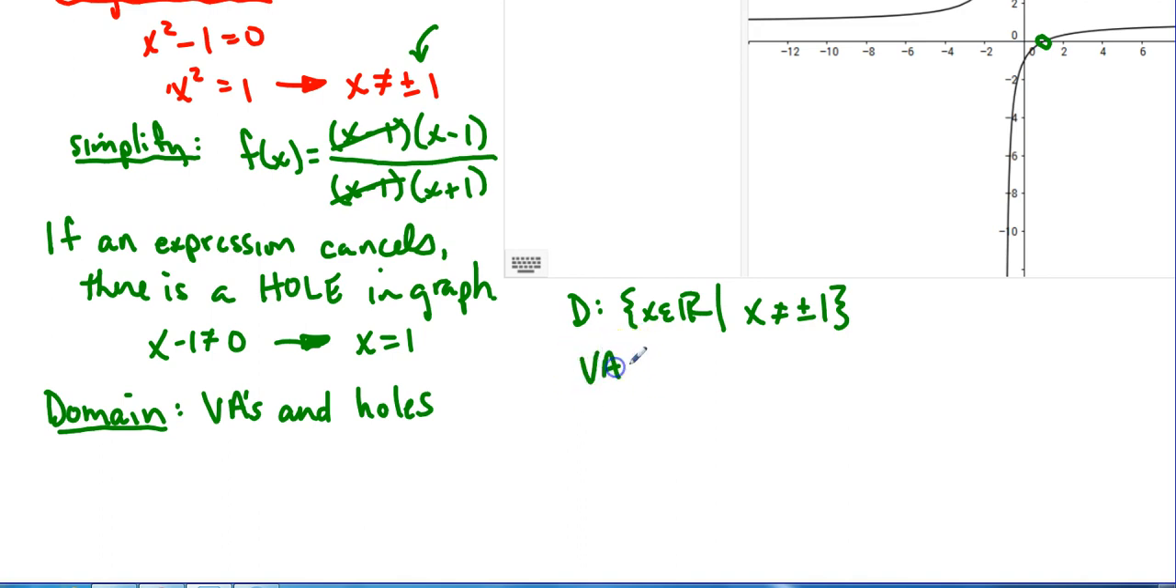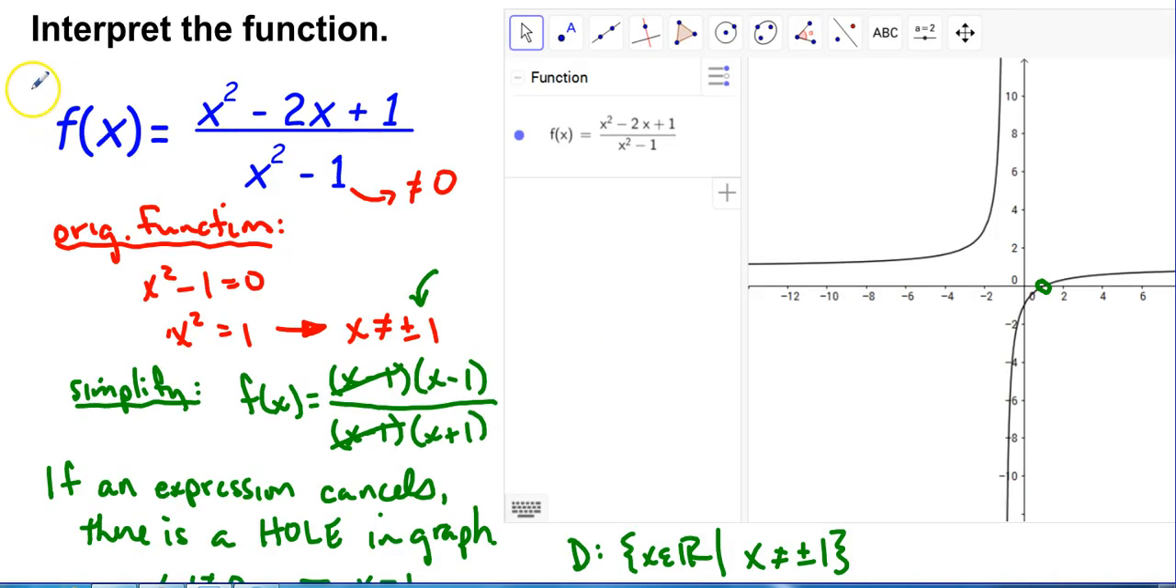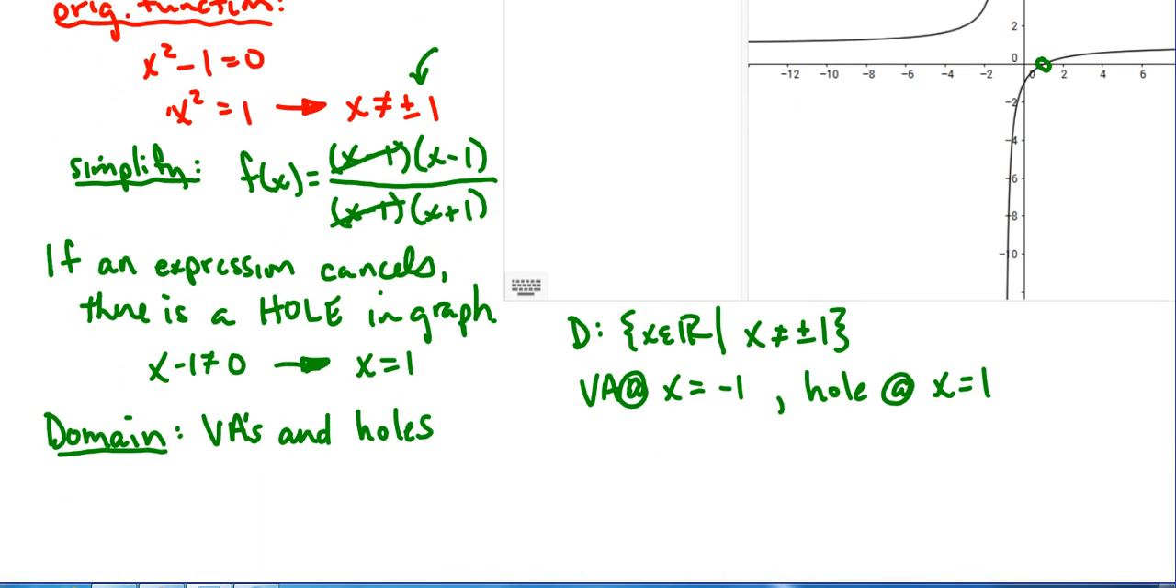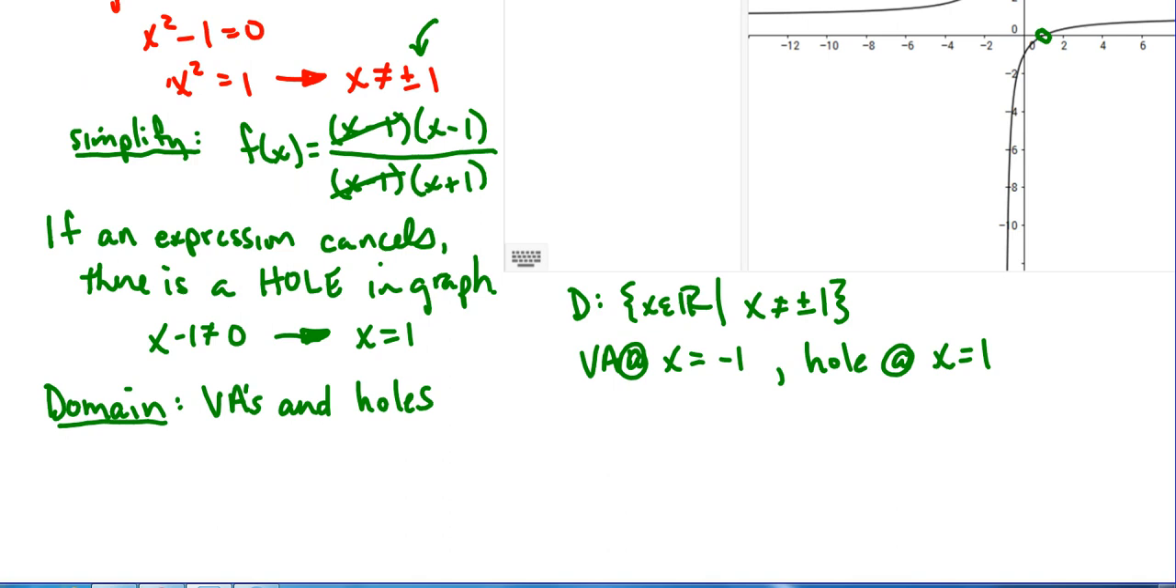So I know there's a vertical asymptote at x equals negative 1, and a hole at x equals positive 1. So I've now taken my function, I've analyzed the domain, I've identified domain restrictions, and I've also specified what those domain restrictions are from this particular function. So the next thing that we want to do, we've identified vertical asymptotes. We want to next look at horizontal asymptotes.